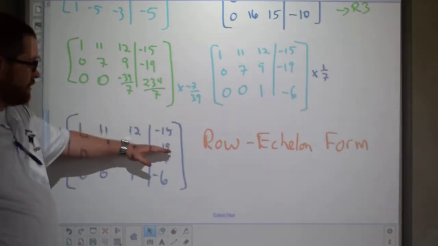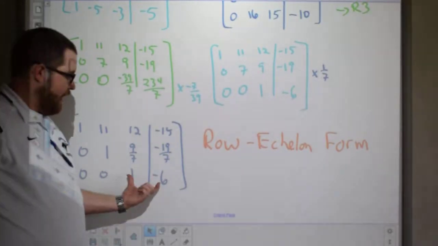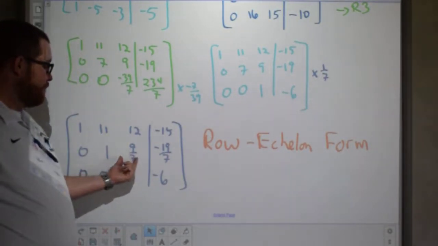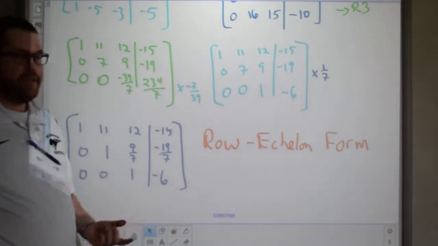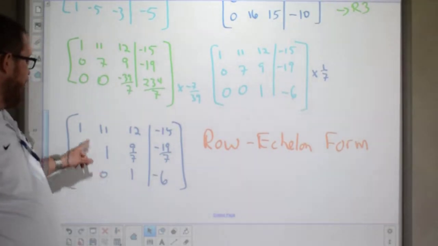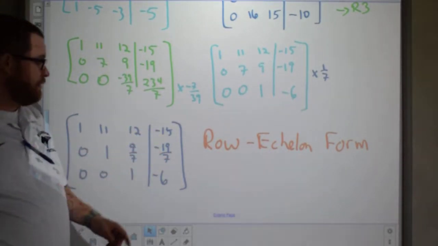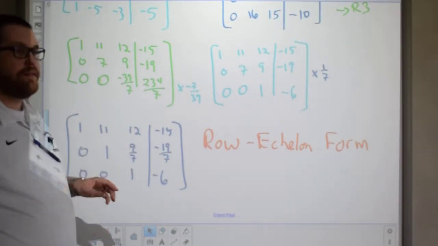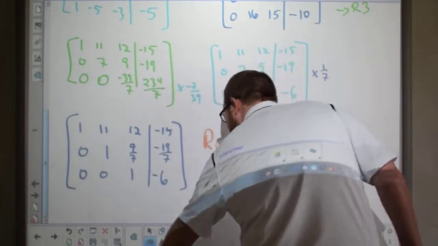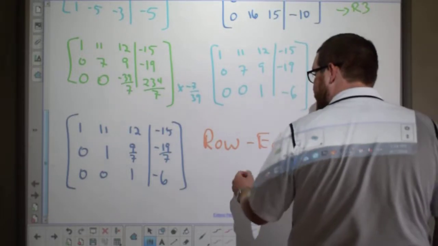Remember, this is x, this is y, this is z. I know z equals negative 6. I know y plus 9 sevenths z equals negative 19 sevenths. I can plug in the negative 6 there and solve for this. I know x, I know y, I know z equals negative 15. I could plug it back in. So you could solve this problem, okay? Again, let me just show you real quick how that would look. I'm not going to stop here, but you could.